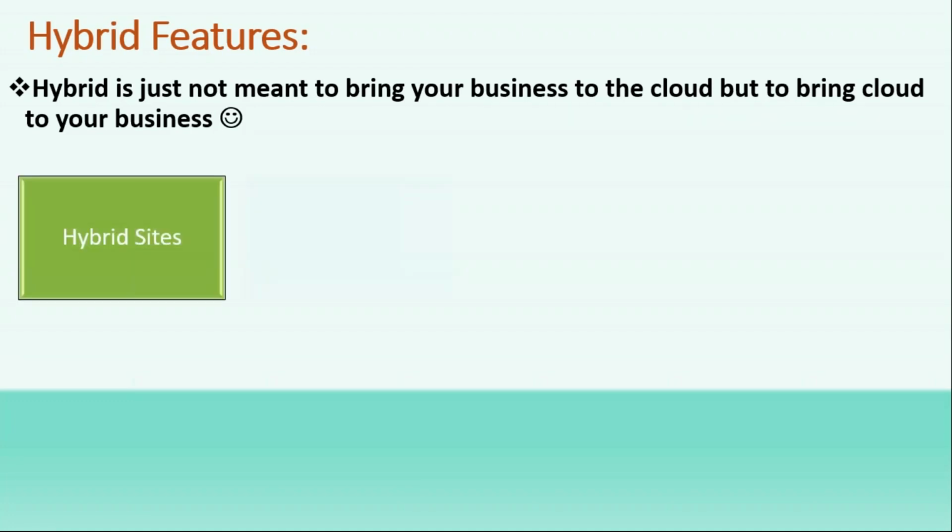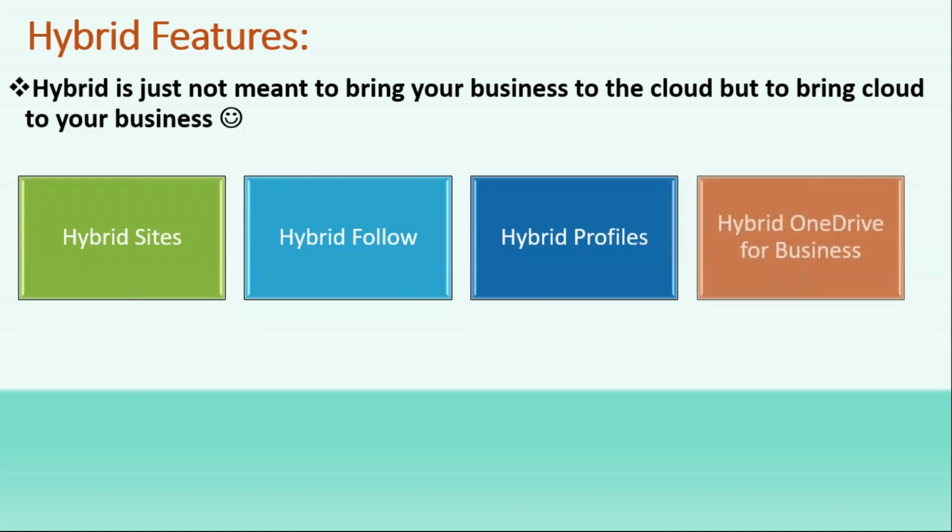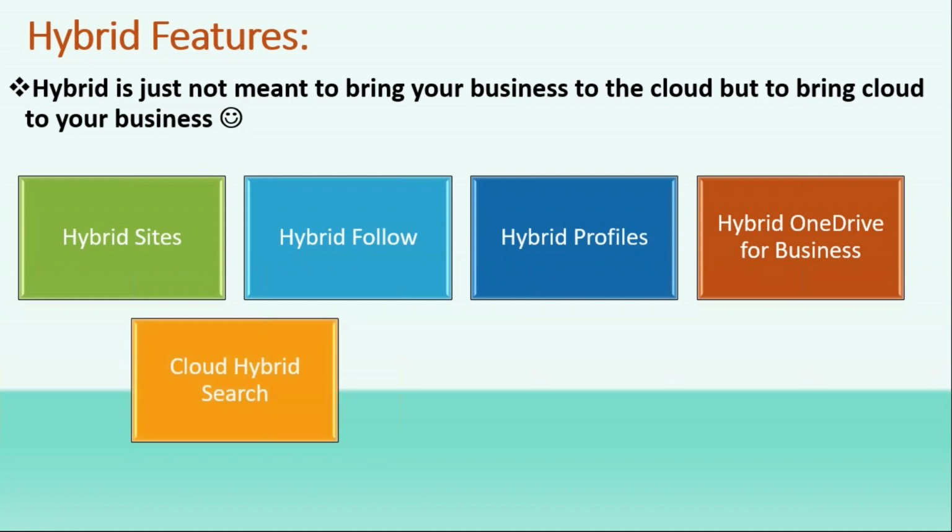So when it comes to hybrid, we have the hybrid sites. This was there on SharePoint 2016 itself. Then we have the hybrid follow, same as 2016, hybrid profiles. Then we have the hybrid OneDrive for Business. Let's say your user is trying to access his My Site in SharePoint on premises. It will redirect him to his OneDrive for Business in the cloud, because it's not possible for any company to give 1 TB of storage for a single user, right? But with this functionality, you will be redirected to your OneDrive for Business on the cloud, so that the user can take advantage of the 1 TB of storage which is given to him.